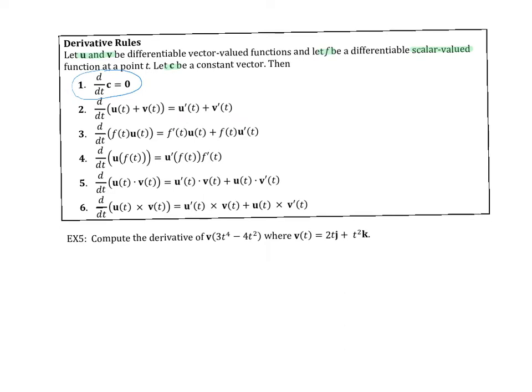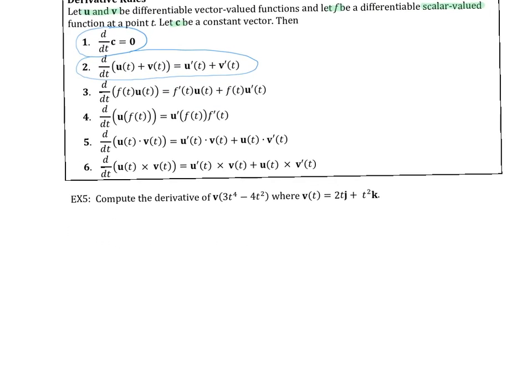Similar to if you take the derivative of a constant, you get the number 0. Property 2 says that if you take the derivative of a sum of vectors, you can go ahead and take the derivative of each vector separately and then add them together. And that would be true if you were subtracting as well. You could do that separately.